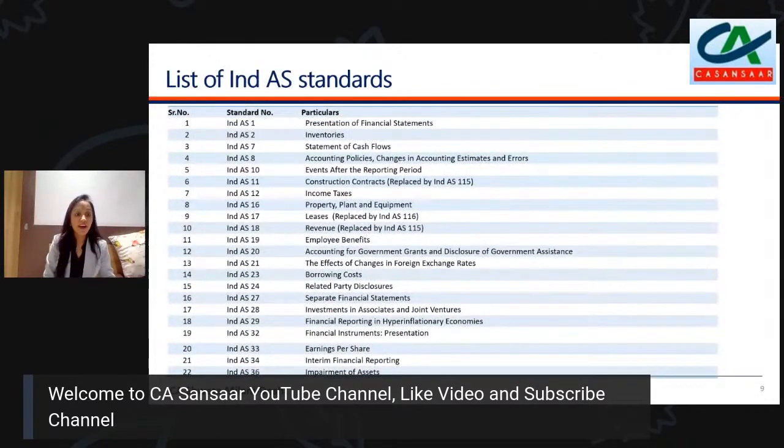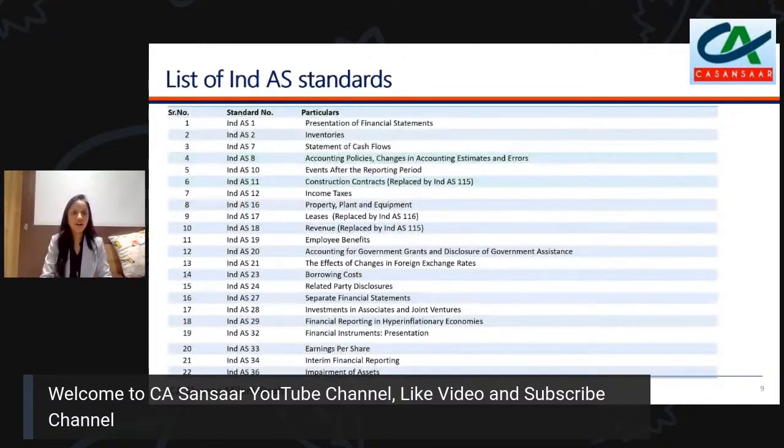Then we have a standard called Ind AS 19 for the purpose of employee benefits. So one of the important differences which is given under employee benefits is how under the Indian GAAP we used to recognize the entire component of gratuity in the statement of P&L. So whatever is the provision for gratuity, we used to recognize in the P&L as employee benefit expenditure.